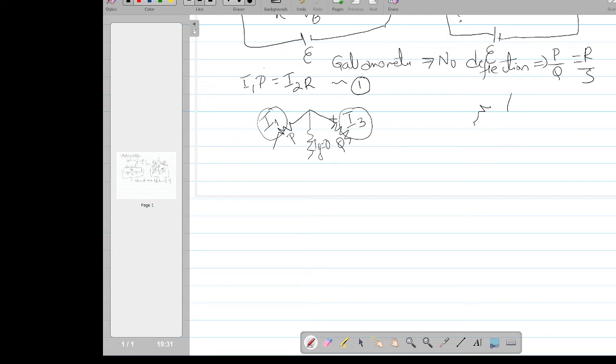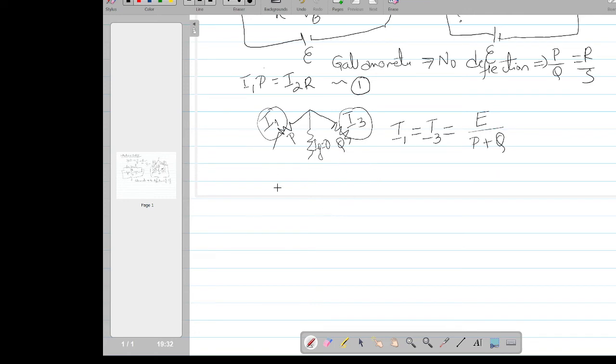So both will become a series connection, P and Q. This is only possible when the Ig value is 0. So with the help of this I can write I1 is equal to I3, and I can also call it E, the EMF of a battery, and P and Q are connected in series, so I1 is equal to E divided by P plus Q.